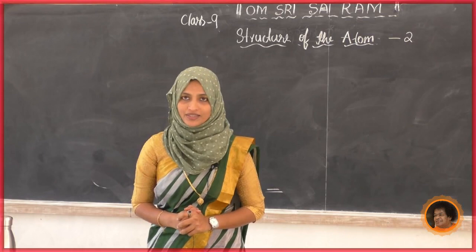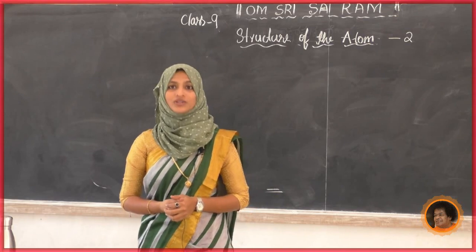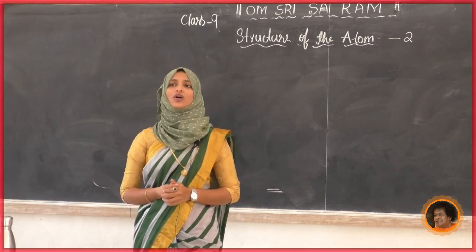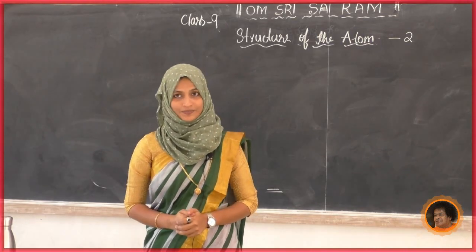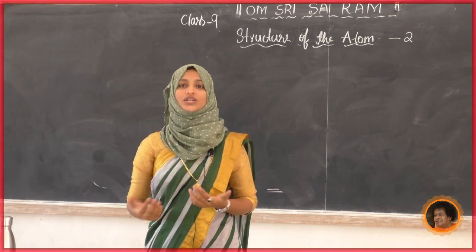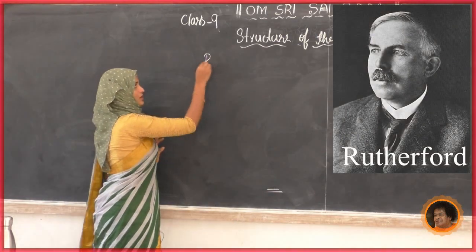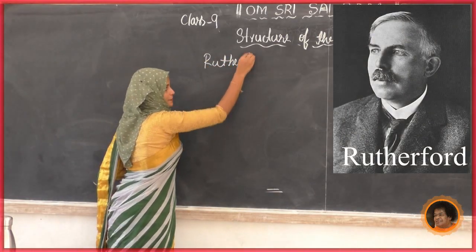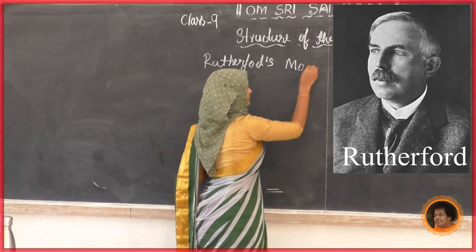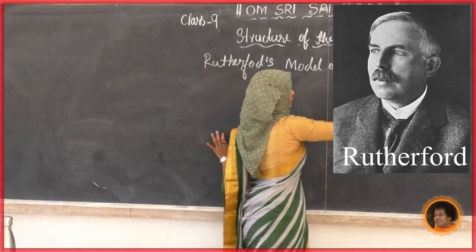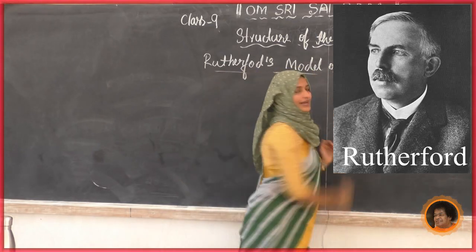Later, because of this failure, his theory failed. So one more scientist, named Ernest Rutherford, what is he doing? He is giving a new idea towards the structure of an atom. In today's class we are going to study the Rutherford's model of an atom. So write down the heading: Rutherford's model of an atom.